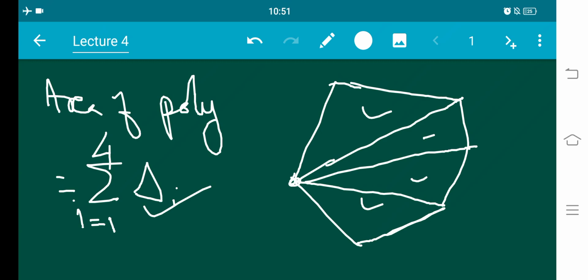Okay, so these are the basic things. In the next video I will show you how to translate and rotate the coordinate axis, then we will go for the problem session.